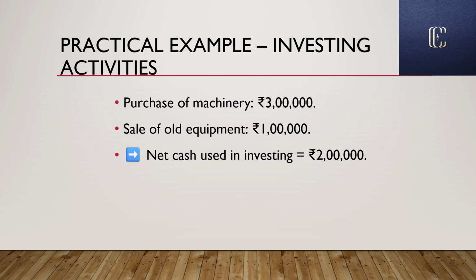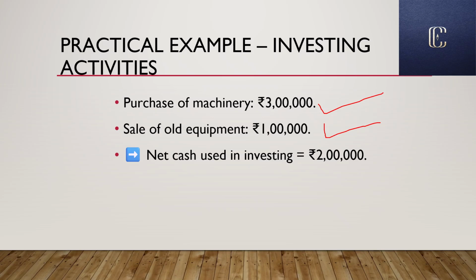Let us see a practical case, a company's transactions. Purchase of machinery for rupees 3 lakh, old equipment sold for 1 lakh. Net cash used in investing is 2 lakh. It is very simple: the difference between 3 lakh and 1 lakh is 2 lakh rupees, which is the net cash used in investing.